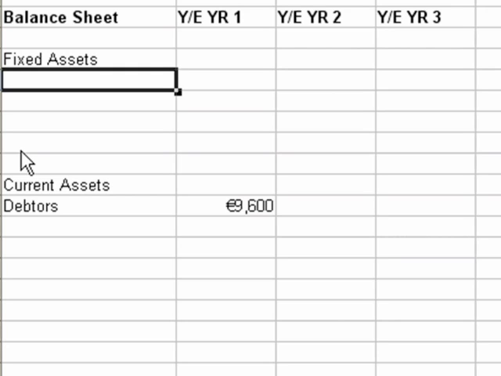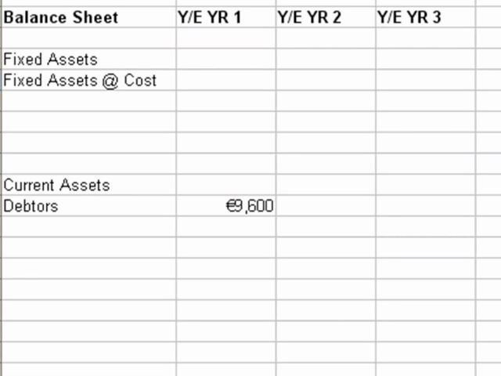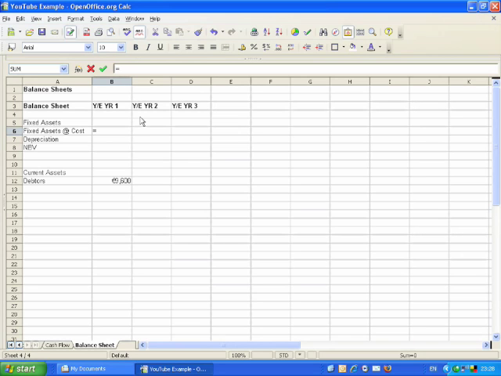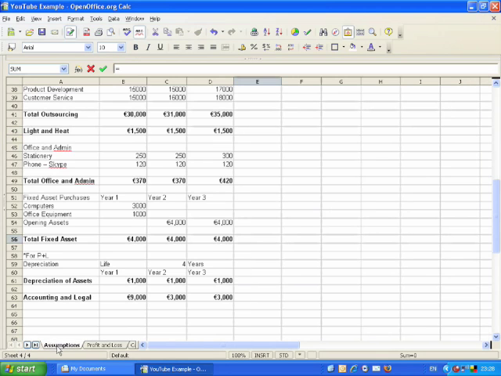Okay, we'll go back to the top now and look at our fixed assets. Fixed assets are what we own. So how we show that in our balance sheet is we show the cost of the fixed asset. That is how much we paid for the fixed asset when we bought it. Then we show the depreciation of the fixed asset. And then we show the net book value, which is the value at the time the balance sheet was created.